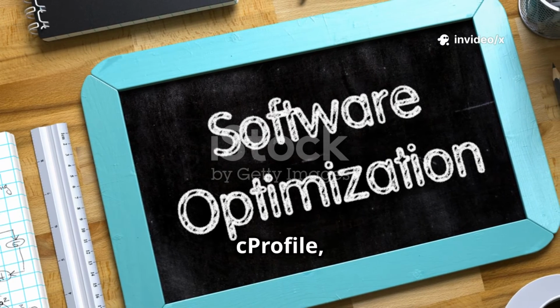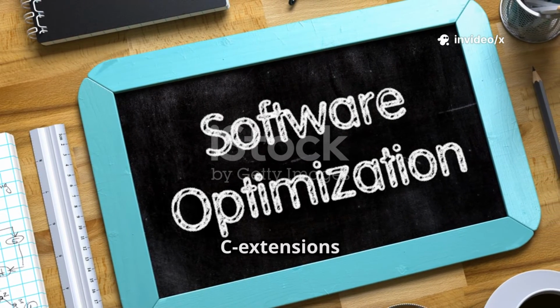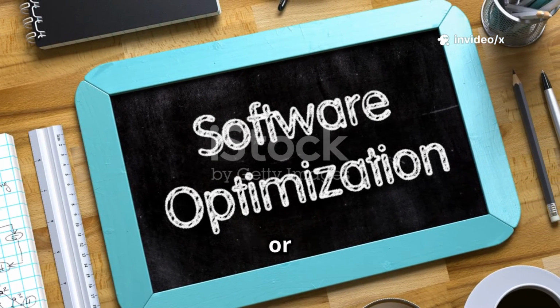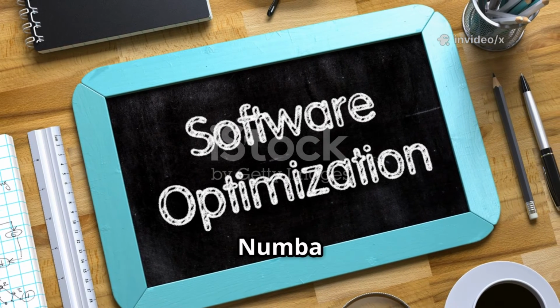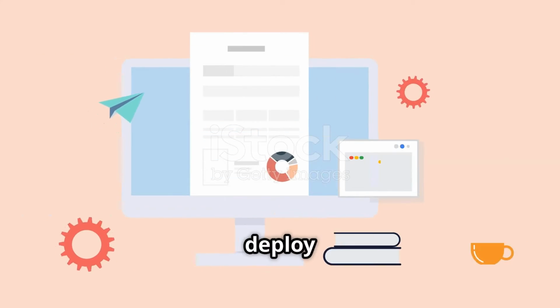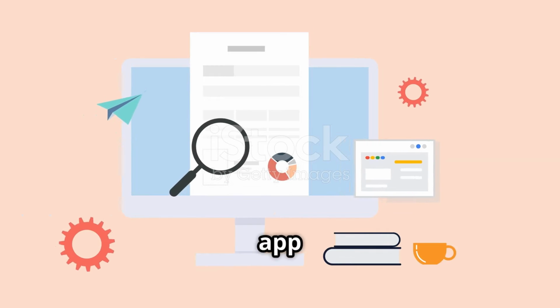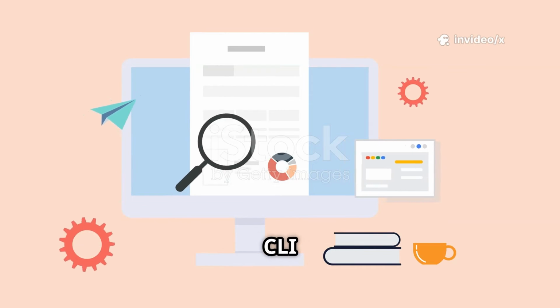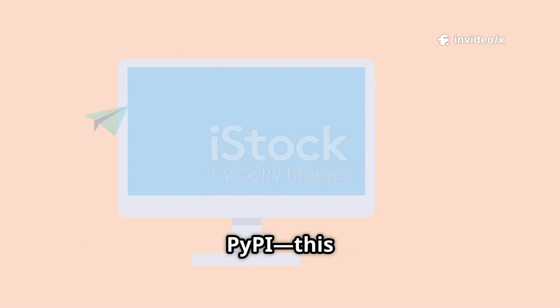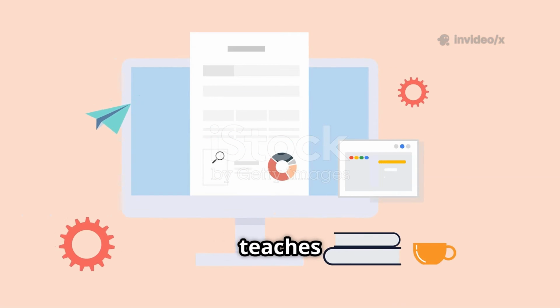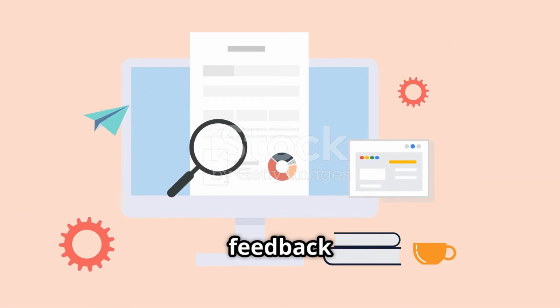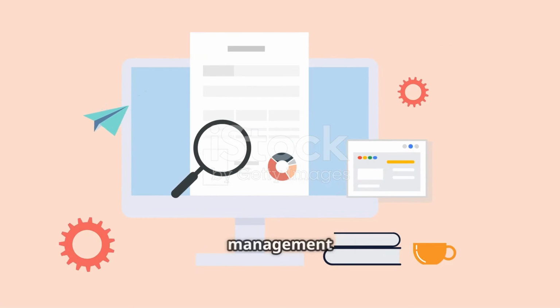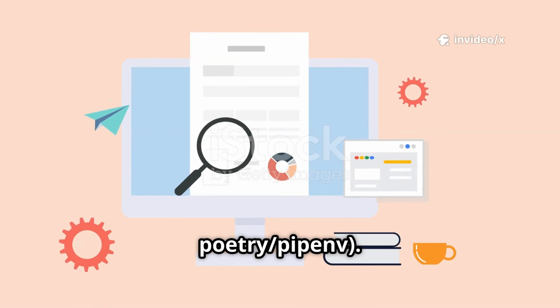Profile code using cProfile, optimize bottlenecks with C extensions via Python, or leverage just-in-time compilation with Numba for numerical tasks. To solidify expertise, build and deploy a capstone project, a web app hosted on Heroku, a data dashboard using Dash, or a CLI tool distributed via PyPI. This end-to-end experience teaches debugging in production, user feedback iteration, and dependency management, Poetry, pip.